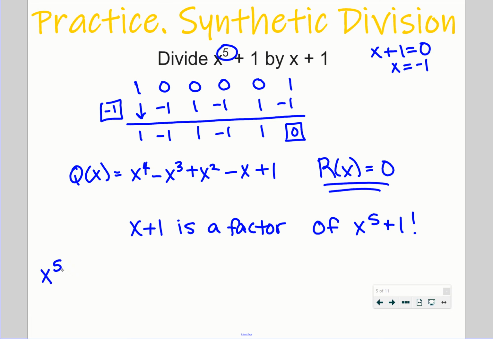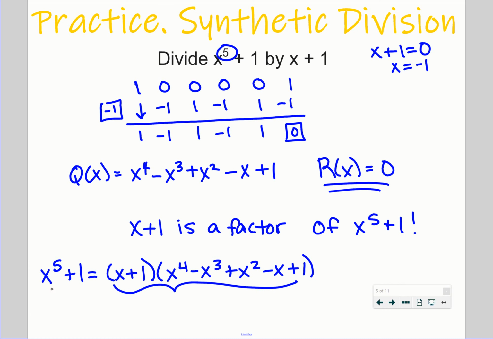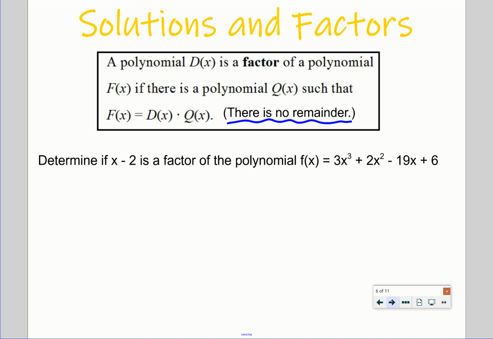If I write it out with that division algorithm, x to the 5th plus 1 is equal to the divisor times the quotient. And then I can put plus 0 at the end if I want for remainder, but adding 0 isn't going to change anything. So you can see we have a factored version of the original polynomial anytime we have a remainder of 0 because we don't have that extra piece added on at the end. So this is going to be really helpful for problems that we're unable to factor by hand, so we don't have to use technology to solve them.